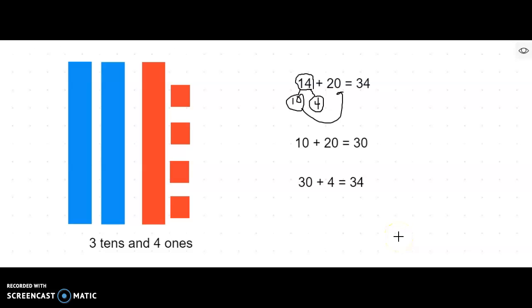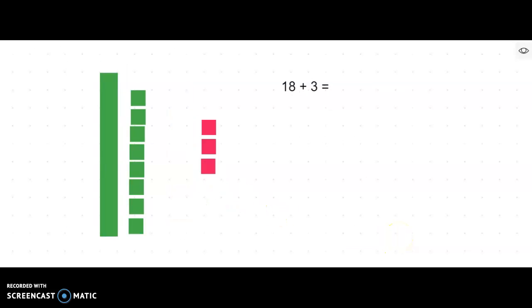I think you can do one last problem. So let's look at this one. I made this one a little tricky on purpose. We're doing 18 plus 3. I'm adding 3 ones to 18. So I should probably count up my ones first. Are you ready? All right.